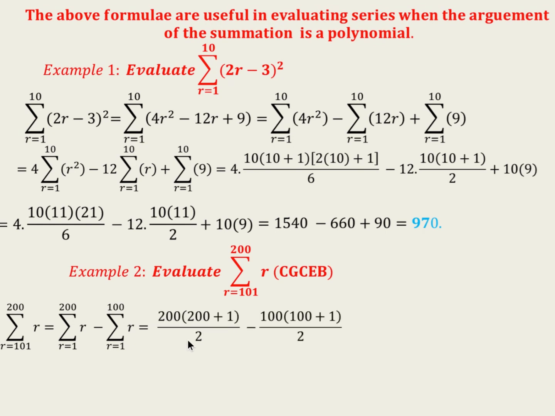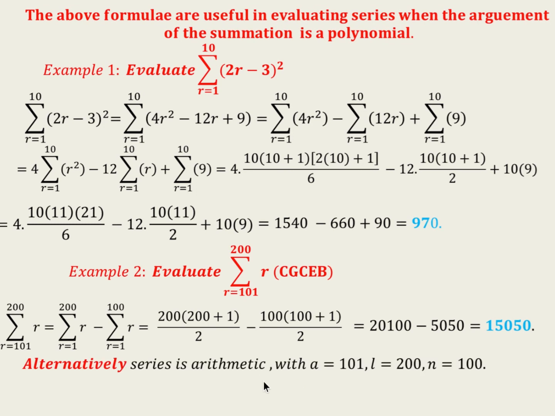So then apply the formula directly to have summation from r equals 1 to 200 of r, and the formula says n into n plus 1 all over 2, n being 200. We then get 200 into 200 plus 1 all over 2, minus summation from r equals 1 to 100 of r, where n now is 100, so that we get 100 into 100 plus 1 all over 2. When we evaluate the two terms, we get 20,100 minus 5,050, which gives 15,050 as the sum.